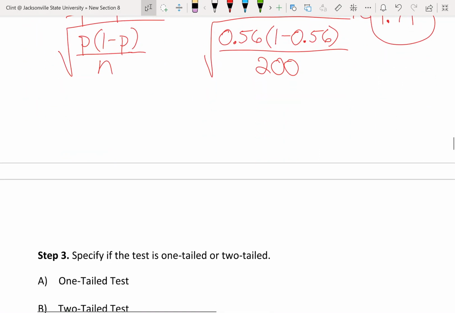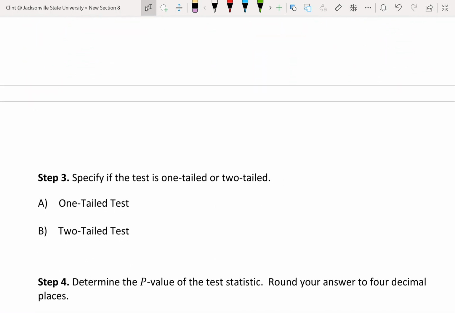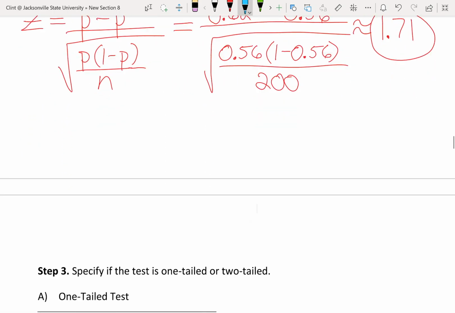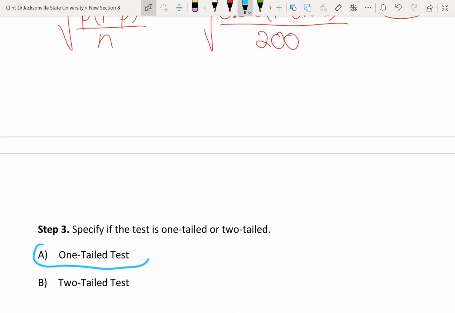Step number 3. This is it: one-tailed or two-tailed? So let's look back at our hypotheses. What kind of test is this one? Is it left, right, or two-tailed? This one's a right-tailed. Greater than points to the right. So we're dealing with a one-tailed or right-tailed test.